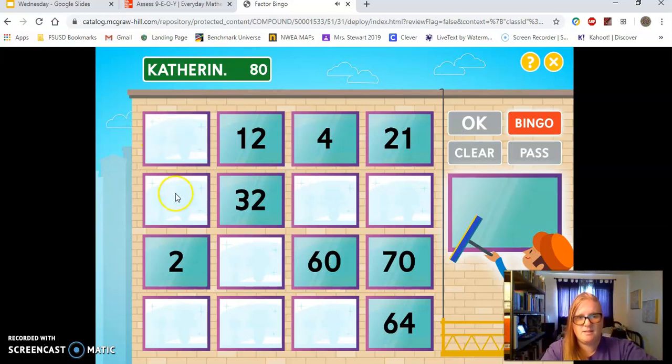All right, so it looks like I have 1, 2, 3, 4, 5, 6, 7, 8. I think that means I could go. Yay! That's bingo. Way to go. Here's how many points you earned. Thanks for playing Factor Bingo.